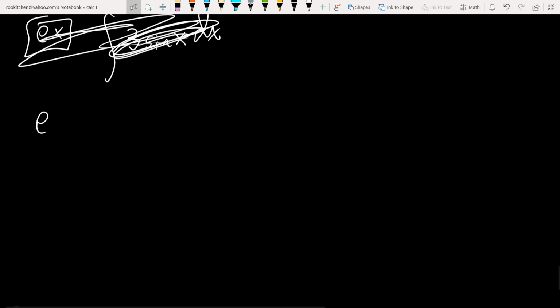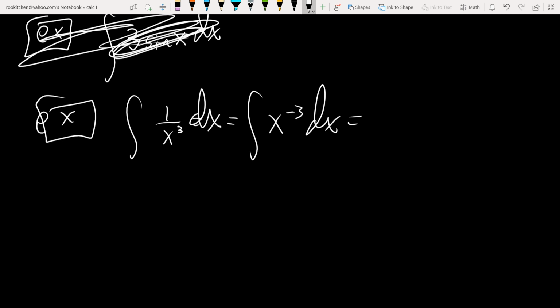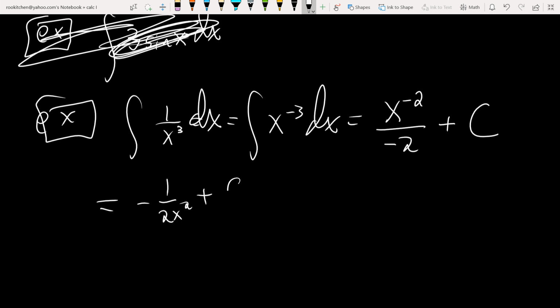All right, let's look at another example. Integral of 1 over x cubed. You remember when we took derivatives, we'd always do rewrites so we can use the power rule. That's what you want to do here. So 1 over x cubed is x to the negative 3 dx. Then you do the power rule for integrals: add 1 to the old exponent, negative 3 plus 1 is negative 2, and then divide by that new exponent. Then you pretty it up, so you get negative 1 over 2x squared plus c.